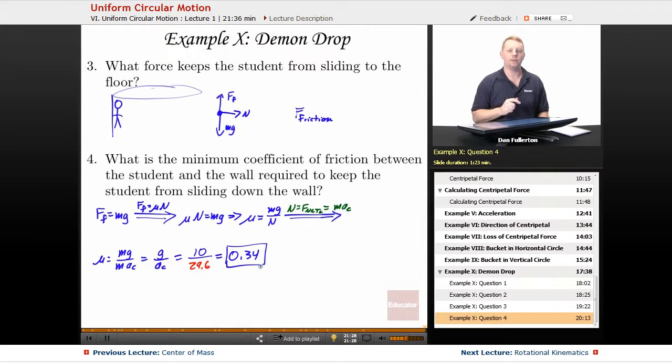All right, hopefully that's a pretty good refresher on the fundamentals of uniform circular motion.